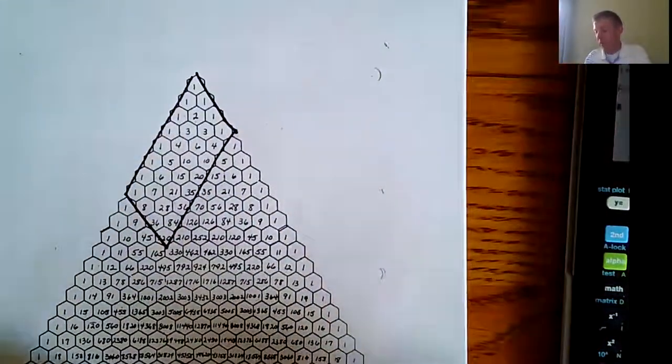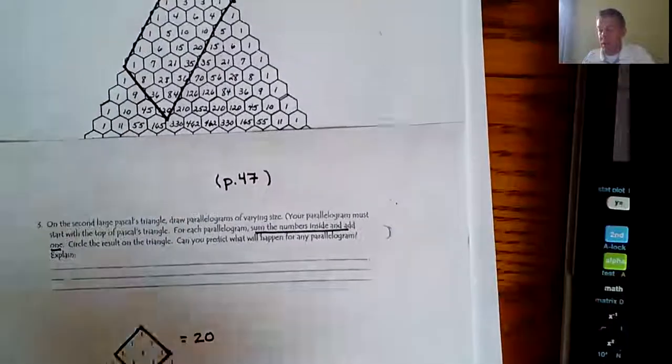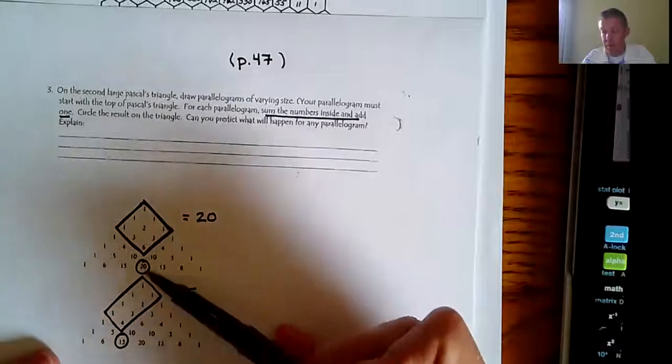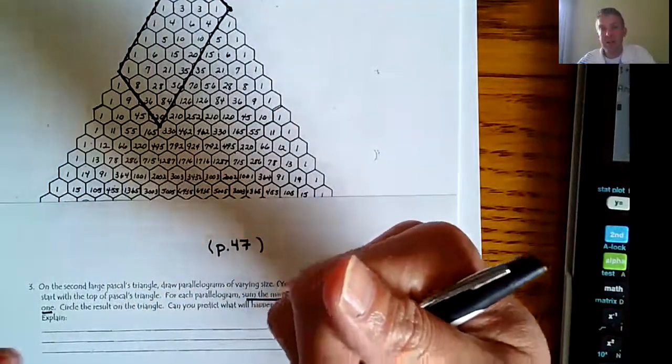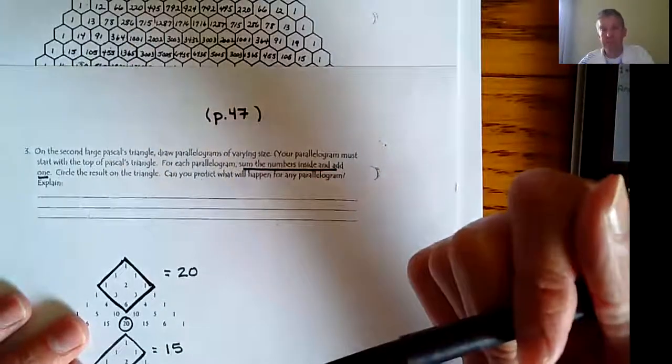Based off of what you saw a second ago, let me pull that sheet back out. When I add up all the numbers inside and add 1, look at where it showed up. What do you think the answer is going to be here? Circle what you think the answer would be if it matches the same pattern.